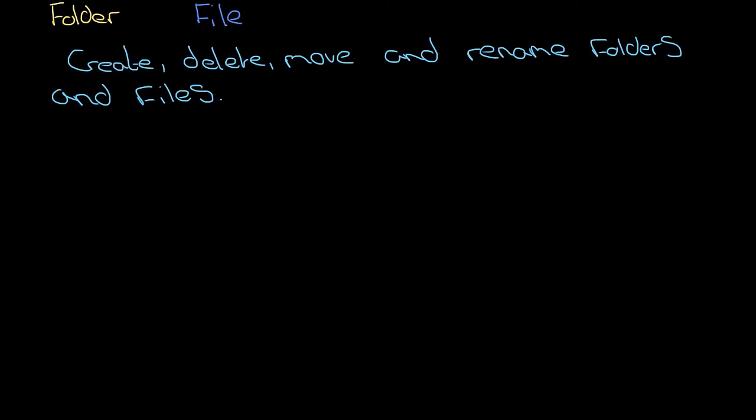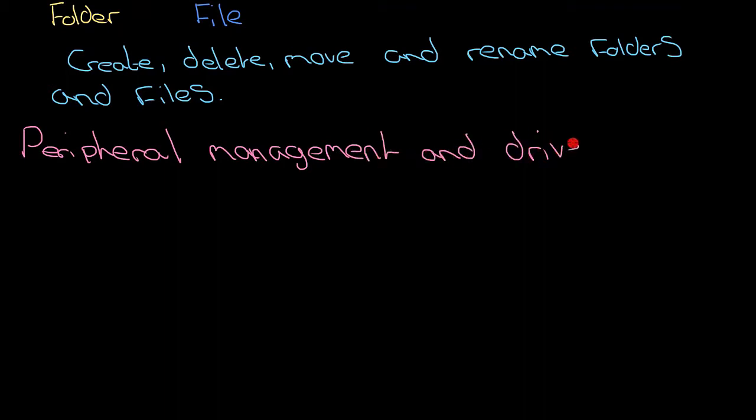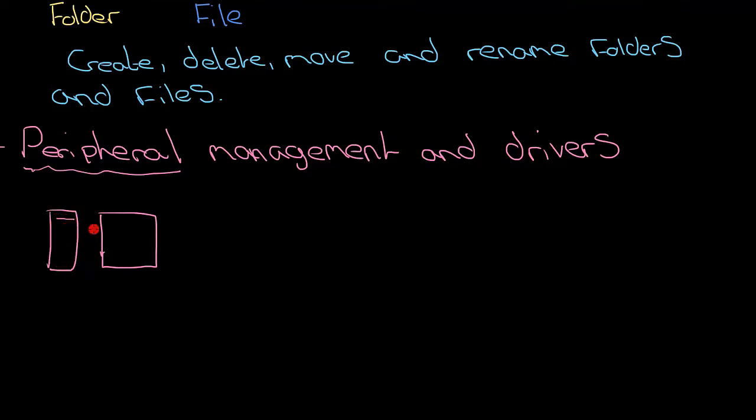Okay, our next one is peripheral management and drivers. So let's cover first off what a peripheral is. Well, let's see if we can spell peripheral. And a peripheral is anything which is on the outside of the computer. So if you think of a computer that you've got in front of you, let's say it's got like a tower or something here with a CD drive. Let's examine all the peripherals that you can have.